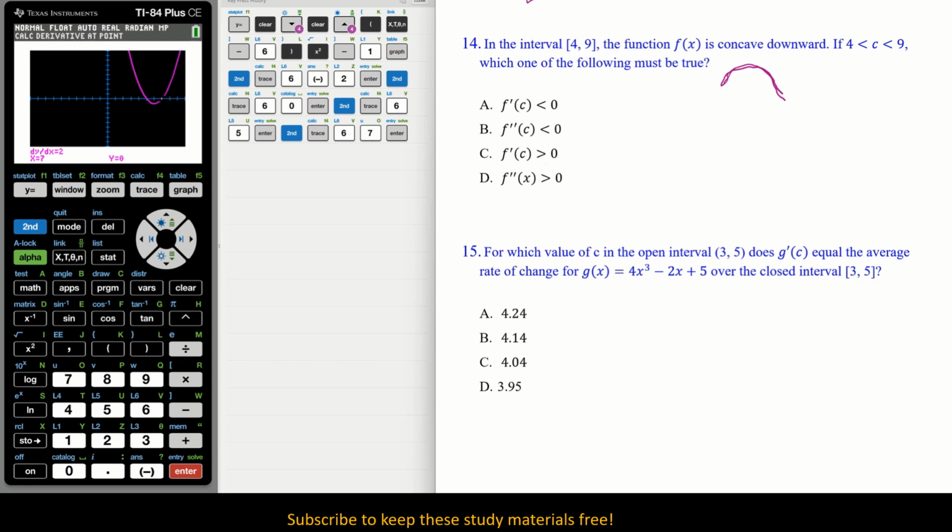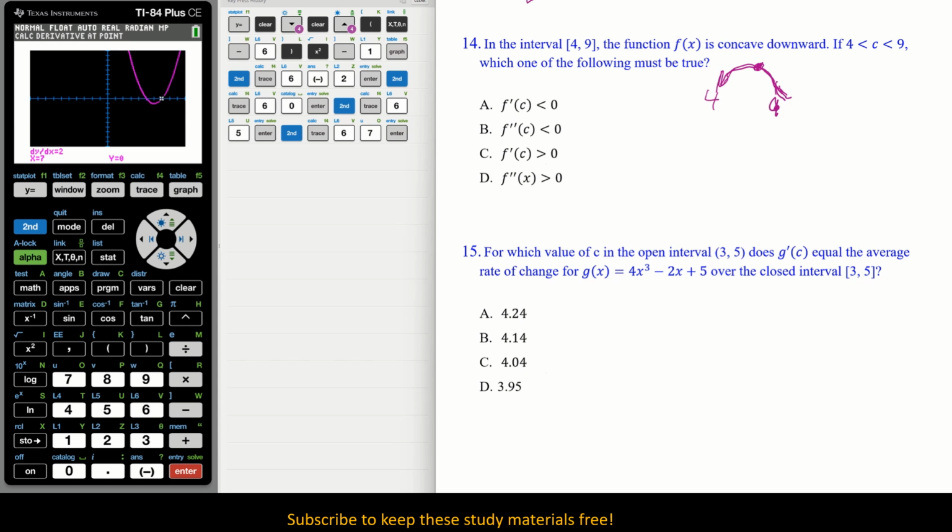Something like this. Who knows? If 4 is less than c, c is going to be over here, and I don't know where 9 is. Maybe 9 is somewhere over here, who knows? And c is less than 9. Which one of the following must be true?